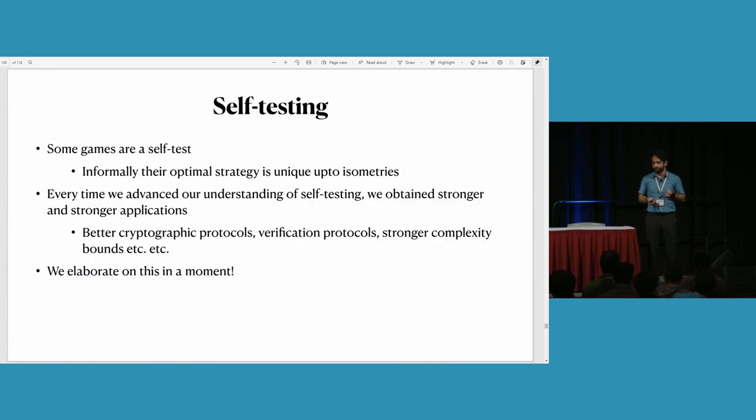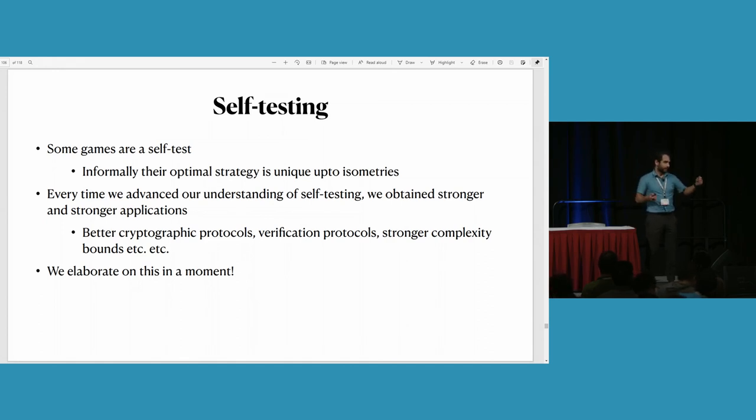All right, so if I've lost you in the details of the compression theorem, now I'm going to switch gears and talk about something different. Self-testing. Self-testing is the most important ingredient in the proof of compression theorems. At a high level, a game is a self-test if the optimal strategy is unique up to isometries.